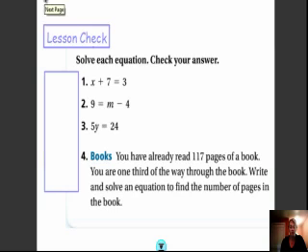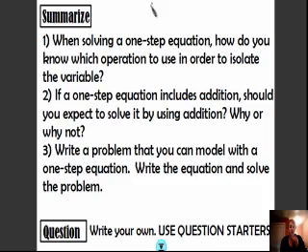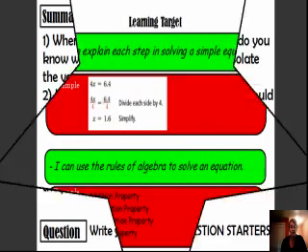Here's your lesson check. Go ahead and pause, try these problems. Bring them into class when we next meet, and then we'll go over them. Here's your summary. Make sure that you answer your summary questions in full sentences, and write one question on your own using your question starters. Make sure it's a high order thinking question.